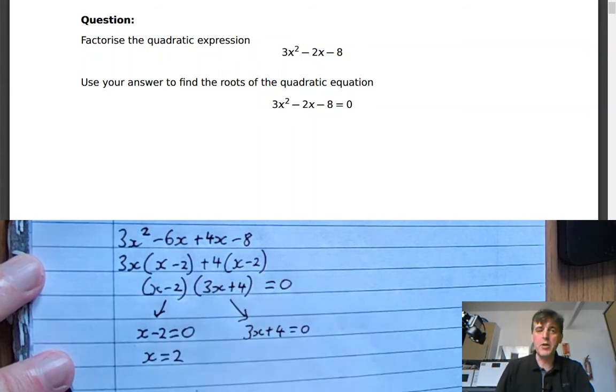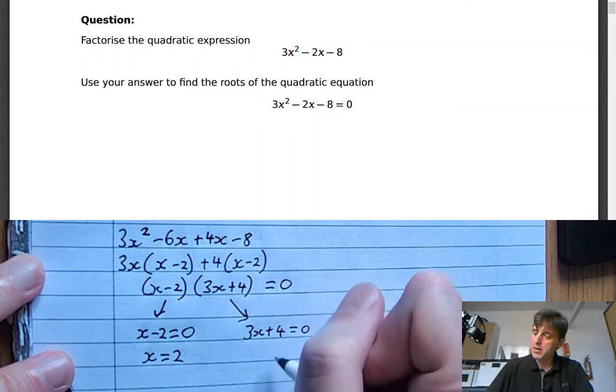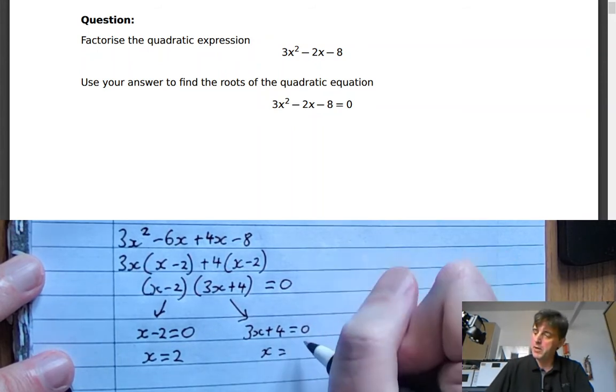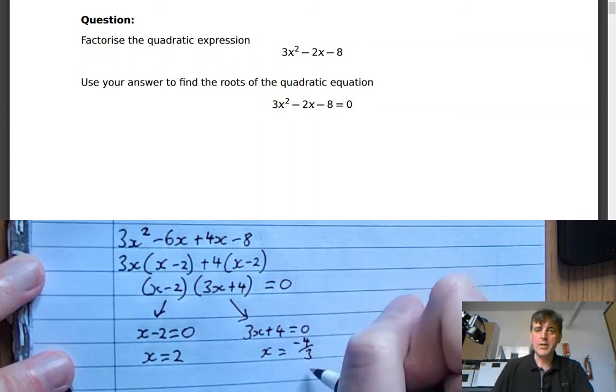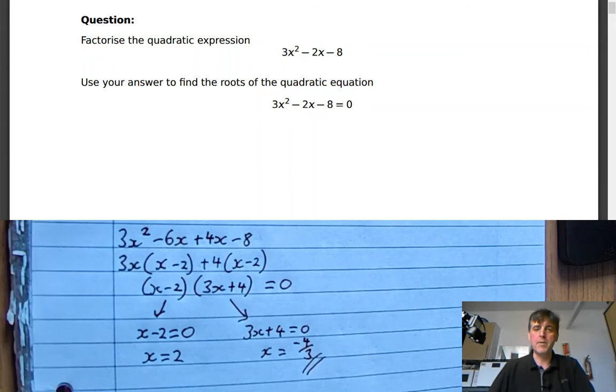So just quickly solving these here, if x minus 2 equals 0 that would lead us to one root of the equation, which is x equals 2. And then if we deal with this one here, rearranging that, I think we end up with -4/3 as our second root of our quadratic equation. Did you get it right?